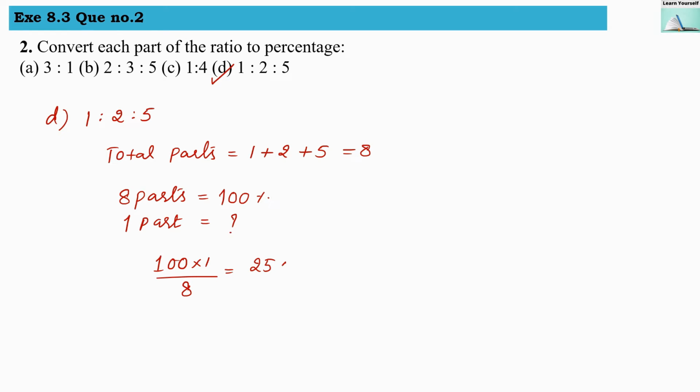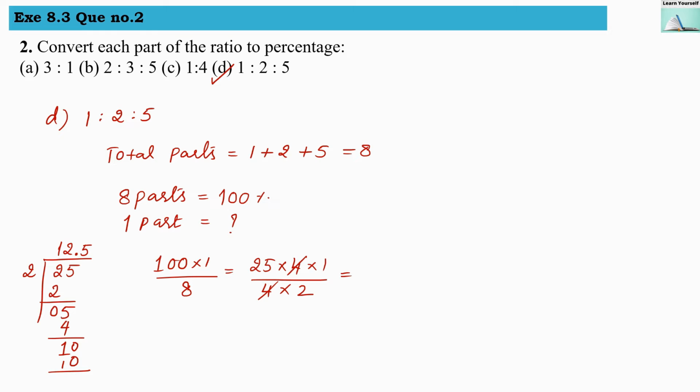So 25 into 4 into 1 divided by 4 into 2. So 4 and 4 we can cancel it off. 25 divided by 2. So let us divide 25 by 2. 2 ones are 2. We will get here 0, 5, 2 2s are 4. So we got here 1. We are keeping here a decimal point and we are putting here 0. So 5, 2 5s are 10. So we got here 0 as remainder. So our answer here is 12.5%.